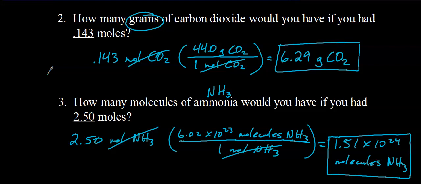Remember, moles is the same quantity no matter what the substance is. Same quantity in terms of the number of particles. Maybe not the same mass, but the same number of particles. So 1 mole of anything is 6.02 times 10 to the 23rd particles. 2.50 moles of anything is 1.51 times 10 to the 24th particles.